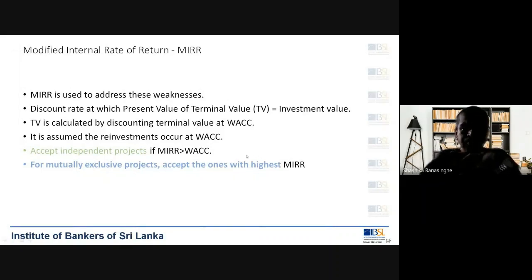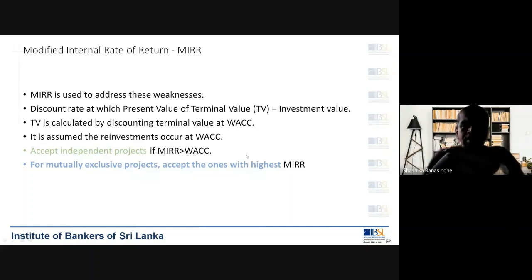Modified IRR is used to address the weakness of multiple IRRs. That means if you have non-normal cash flows, remember this is the most important concept, more than the calculation, you should know the basics. If you notice non-normal cash flows and you're asked to recommend a method of appraising the investment, you should go for modified internal rate of return, because if you say you can use IRR, it is wrong, because if you use IRR for non-normal cash flows, you will end up with multiple IRRs. So to address that, you have modified internal rate of return.